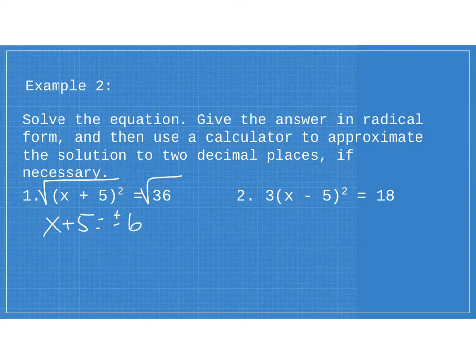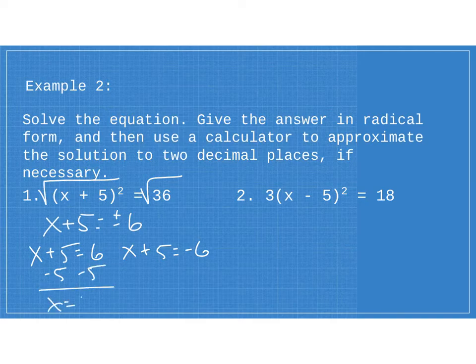Now, to solve, we're going to subtract 5 essentially, but I have two numbers there. I have a positive 6 and negative 6. So to do this properly, we're going to set up two equations where we get x plus 5 equals 6 and x plus 5 equals negative 6. Subtract 5 and x equals 1. Subtract 5 and x equals negative 11.